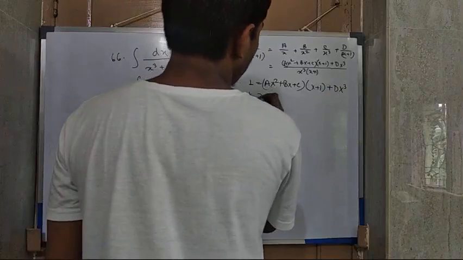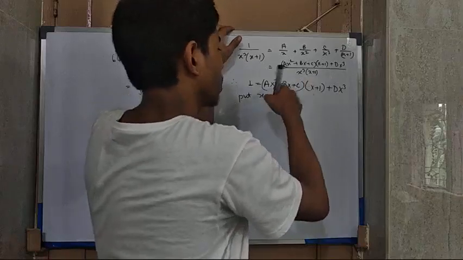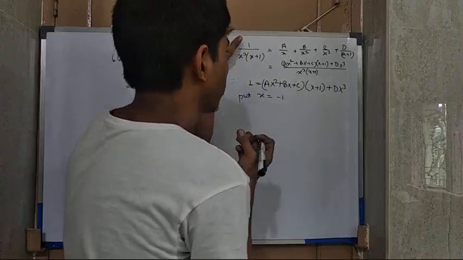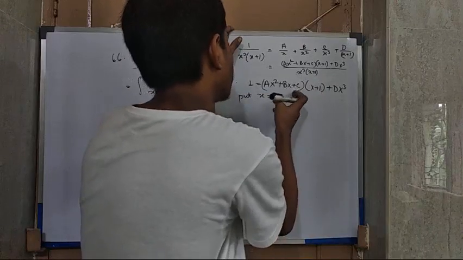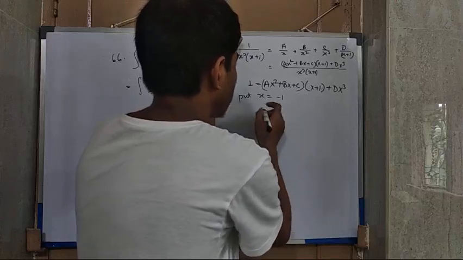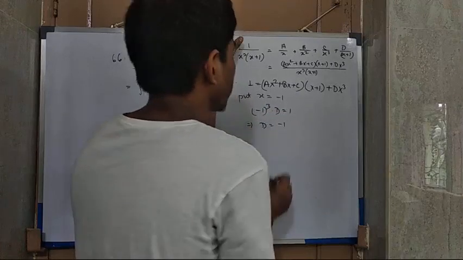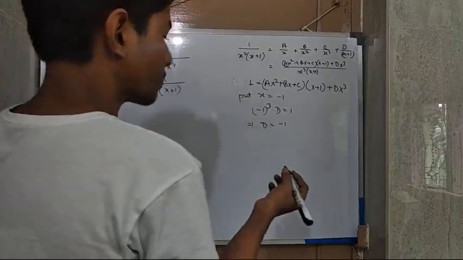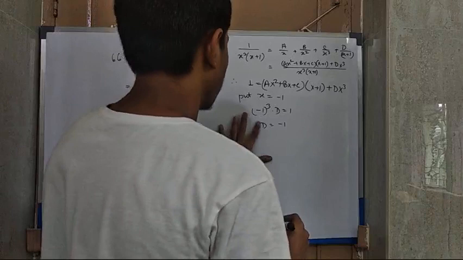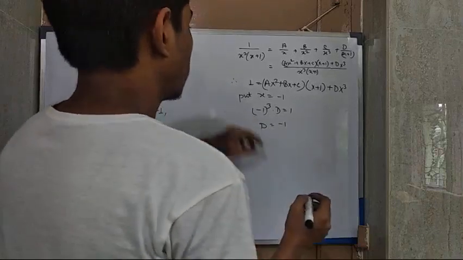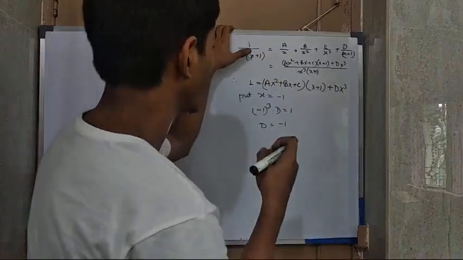Now put x is equal to minus 1. This total term will be 0, and this total term will be 0, and minus 1 cube times d will be 1, which means d is equal to minus 1. Okay, so let's write that somewhere. d is equal to minus 1, and then start comparing coefficients.